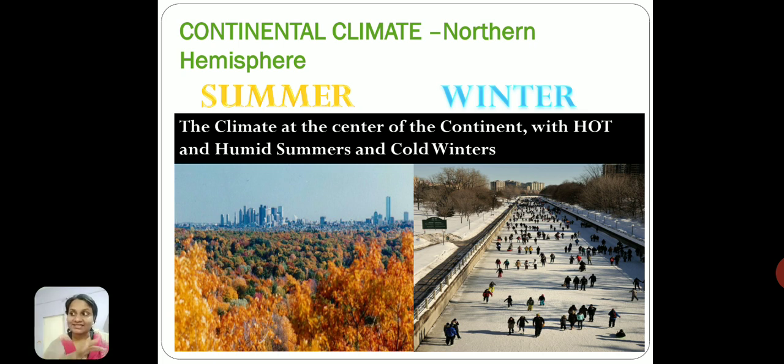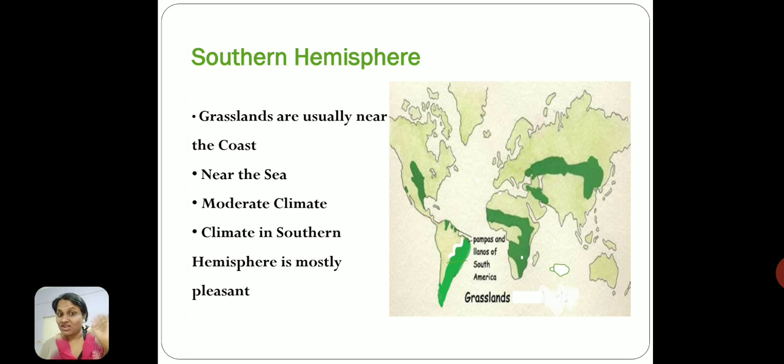One, you will usually find these areas in the middle, in the center of the continent. We have already studied about continents and oceans, so you have to go look on the map where the continents are. Now in the center of these continents you will usually find the continental climate. And what are the characteristics of the continental climate? They have hot and humid summers and cold winters. Okay, so that's about the continental climate.